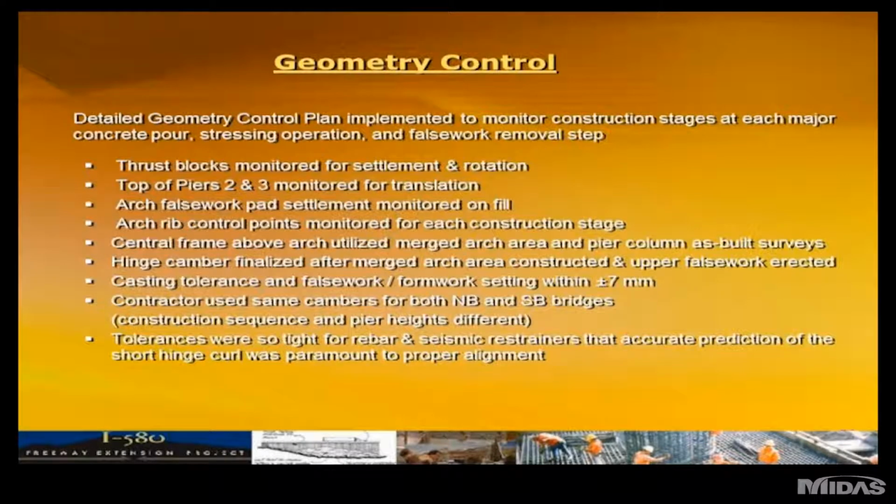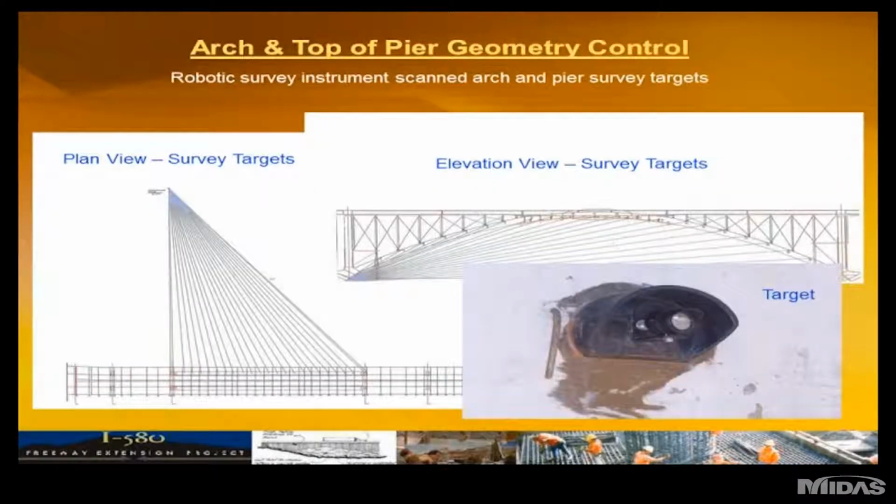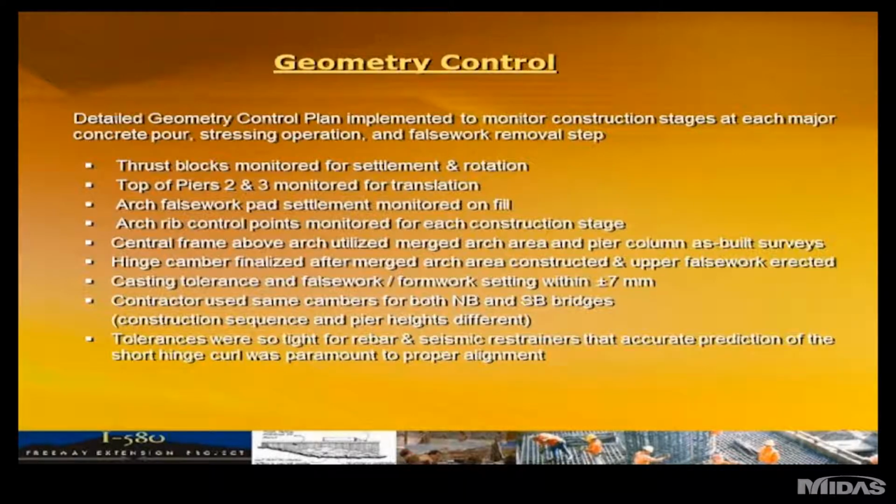Geometry control was, as I mentioned, the most important thing of this structure. The thrust blocks with the 37-degree incline on the competent rock were monitored for settlement and rotation. The top of the tall piers above the arch span were monitored for translation. False work pad settlement was monitored on the fill, the earthen fill below the arch during arch construction. Arch rib control points were monitored during each construction phase. The next slide, I'll show you how they did that.